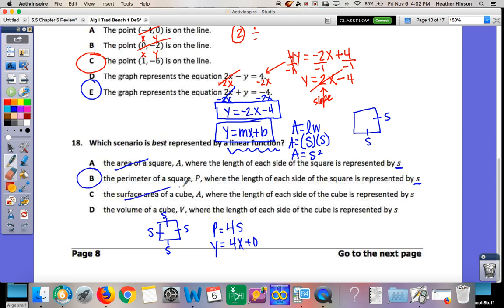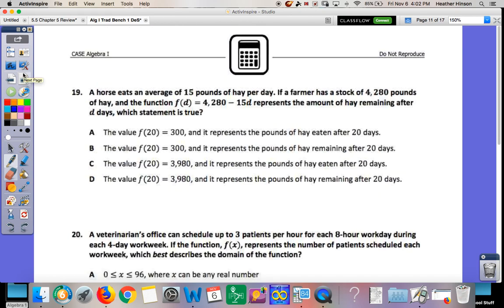Surface area, we've never talked about, so don't worry about that. Volume is length times width times height. If you plugged S into all of those, you would actually get V equals S cubed, which is not linear in the least bit. So B.